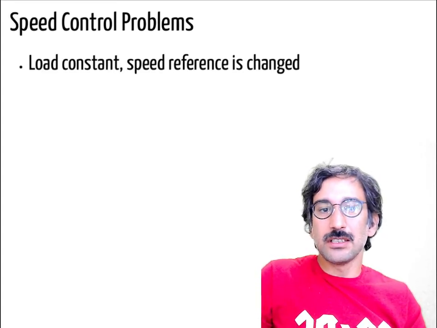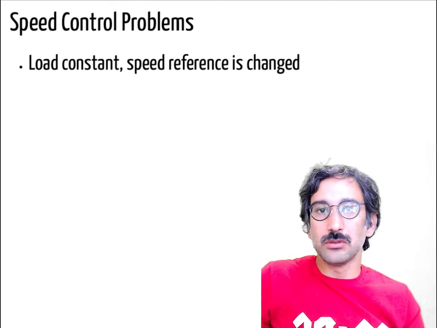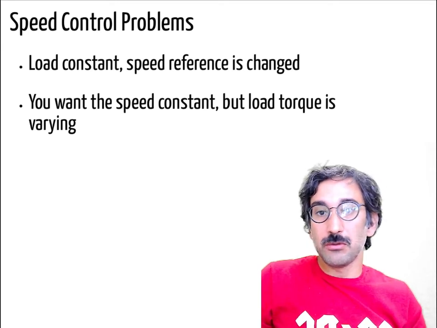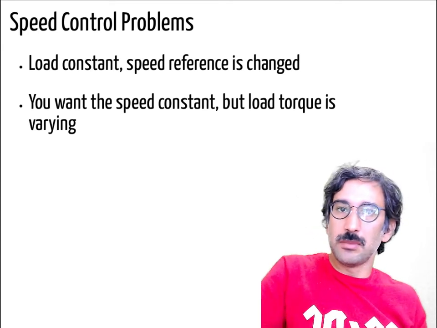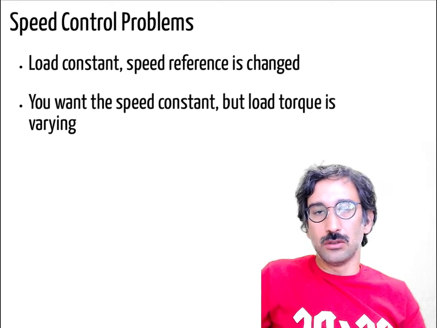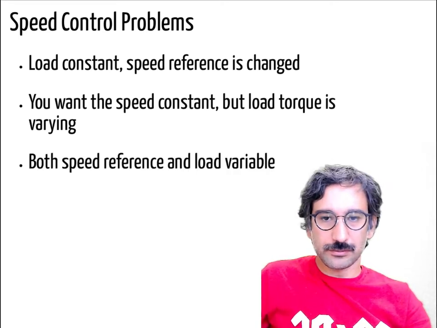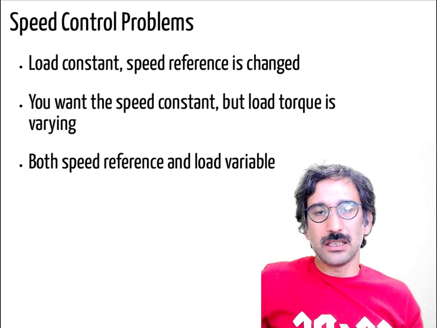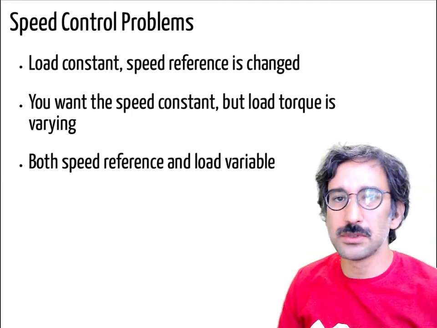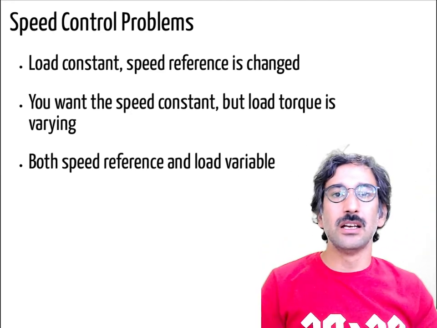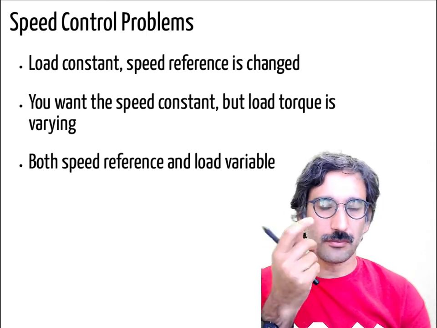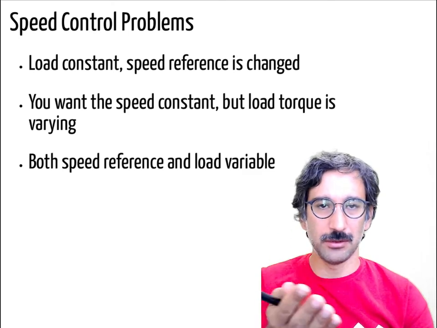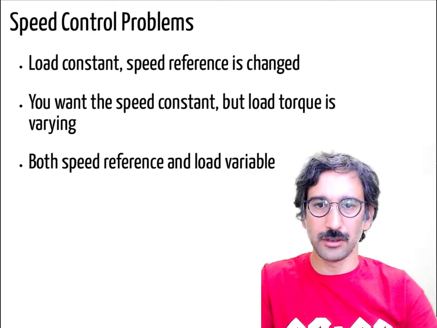Okay, so I can have different speed control problems. I can have the load constant and the speed reference variable, so you want to accelerate your motor under constant load conditions. Maybe you want to keep the speed constant, but you have some disturbance in the load torque that is varying. Or you can have both speed reference and load variable. Although there are some open loop control systems, it is really common to have closed loop motor control systems, and you see those kinds of problems in your control theory classes.